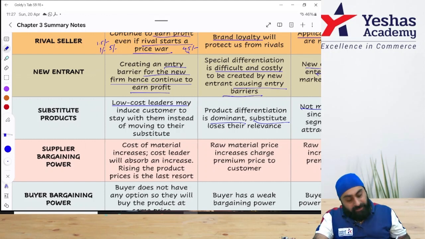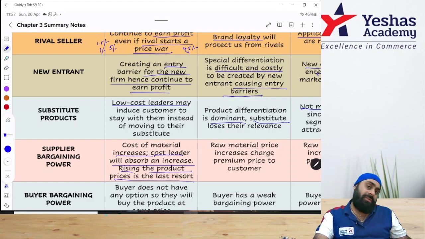Supplier bargaining power. If the cost of material increases, the cost leader will absorb the increase. Raising the product price is the last resort. I will not increase the price of the product because if I increase it, the rest of the market will follow. Tiger biscuit will die if I don't raise the price, because the raw material prices, let's say sugar price, increase for the entire biscuit segment. If I don't increase the price, Tiger cannot increase the price and Tiger's profit per unit will go down. So Tiger would be suffering more than what I suffer.